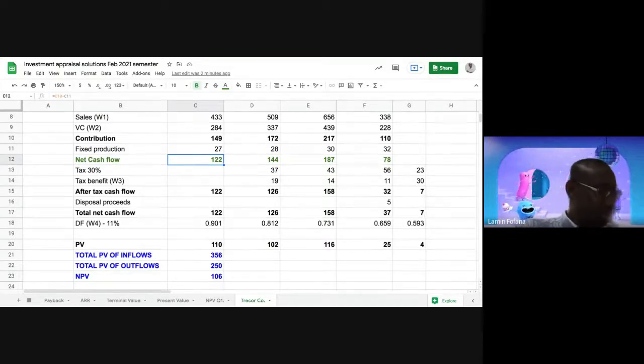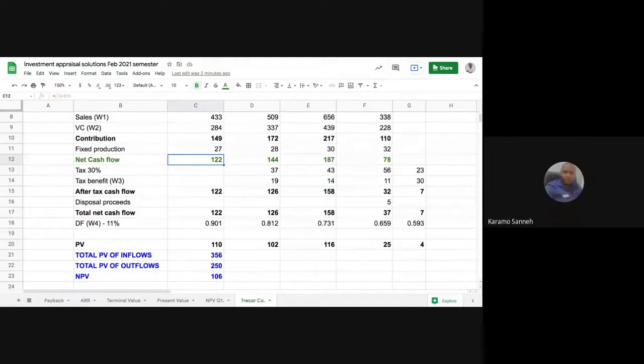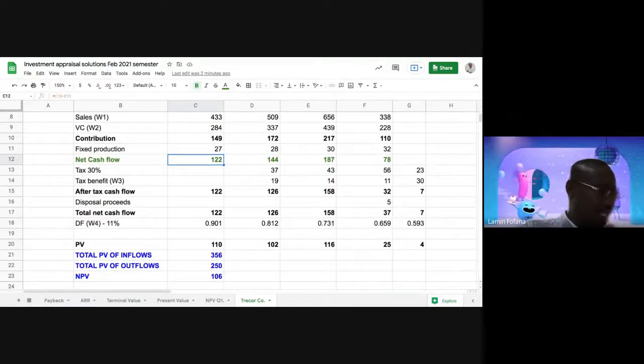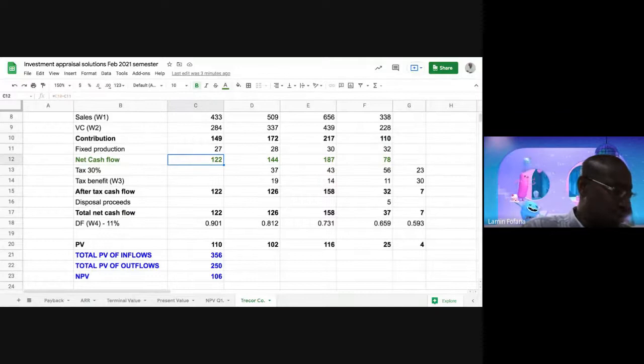Okay? So you will add all of them. After adding all of them, that will give you your cash flow. So you have to take your depreciation from there.